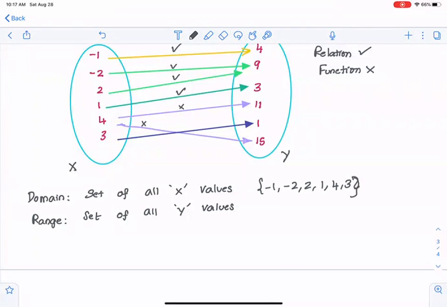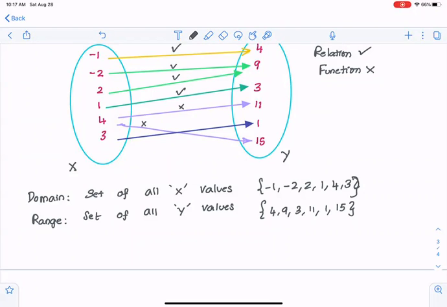If I look at the set of y values, I have 4, 9, 3, 11, 1, and 15. Now, even though it is not a function, I just want to demonstrate what the domain and range are. A set of all x values would form the domain. A set of all y values would form the range. And we typically do this for functions.